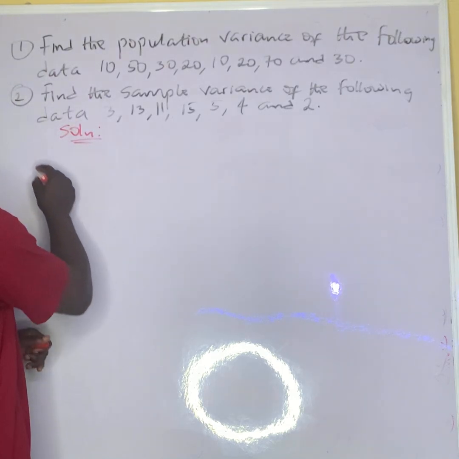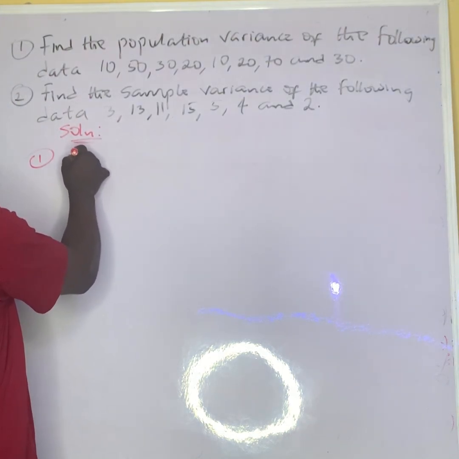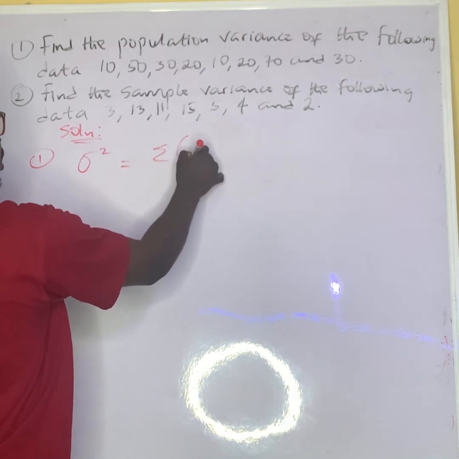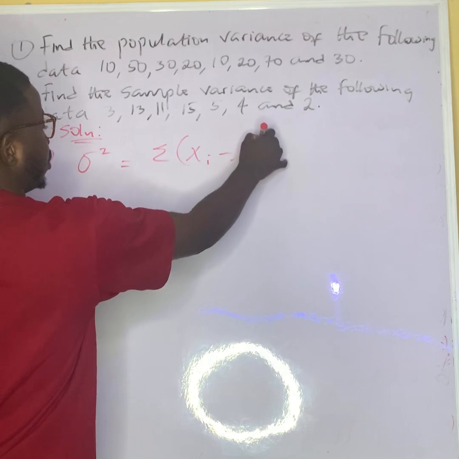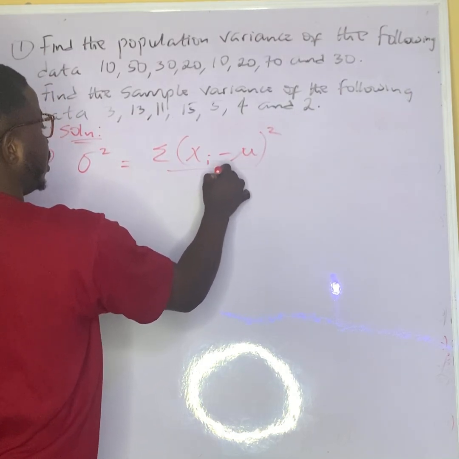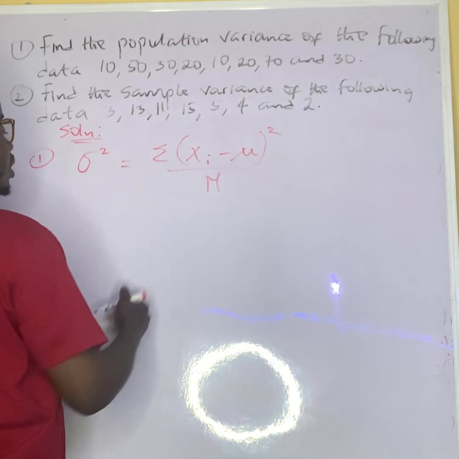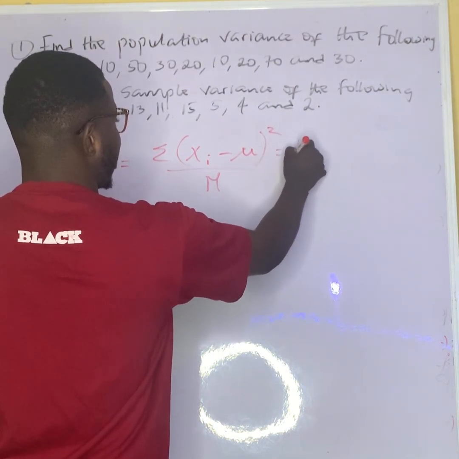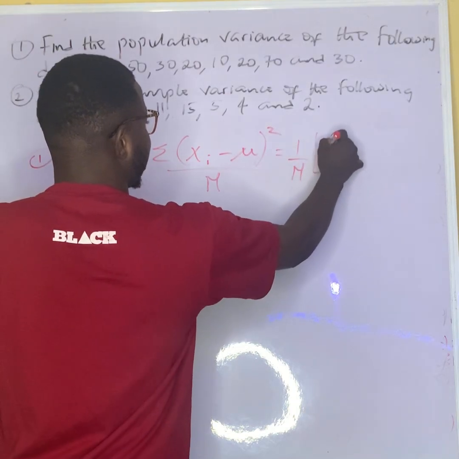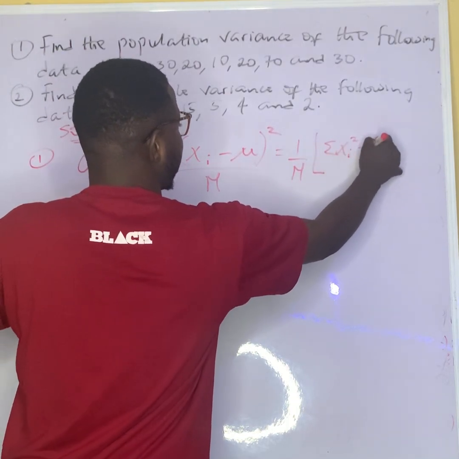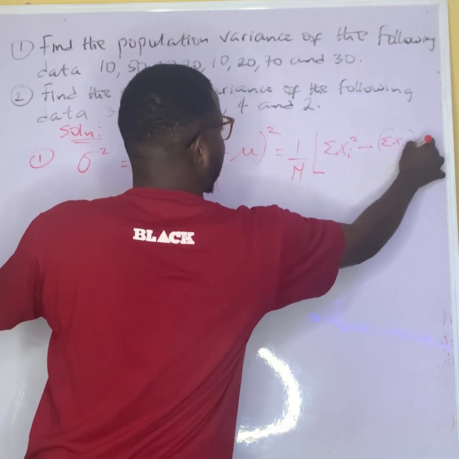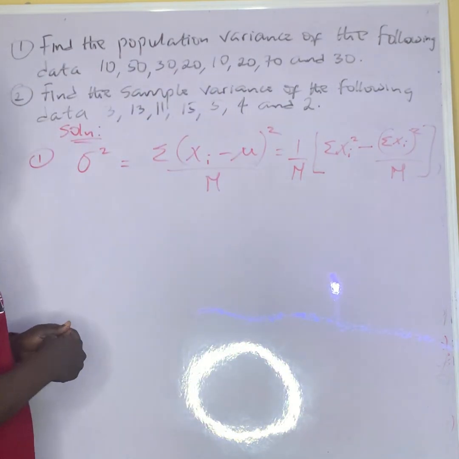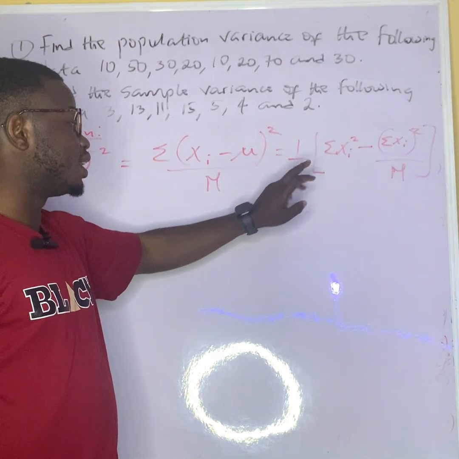To obtain population variance, which is the first one, the formula here is sigma square equals summation xi minus mu square over big N, where mu is the population mean. We can also rewrite this formula as 1 over big N in brackets, summation xi square minus summation xi all squared over big N. This formula and that formula are the same thing.